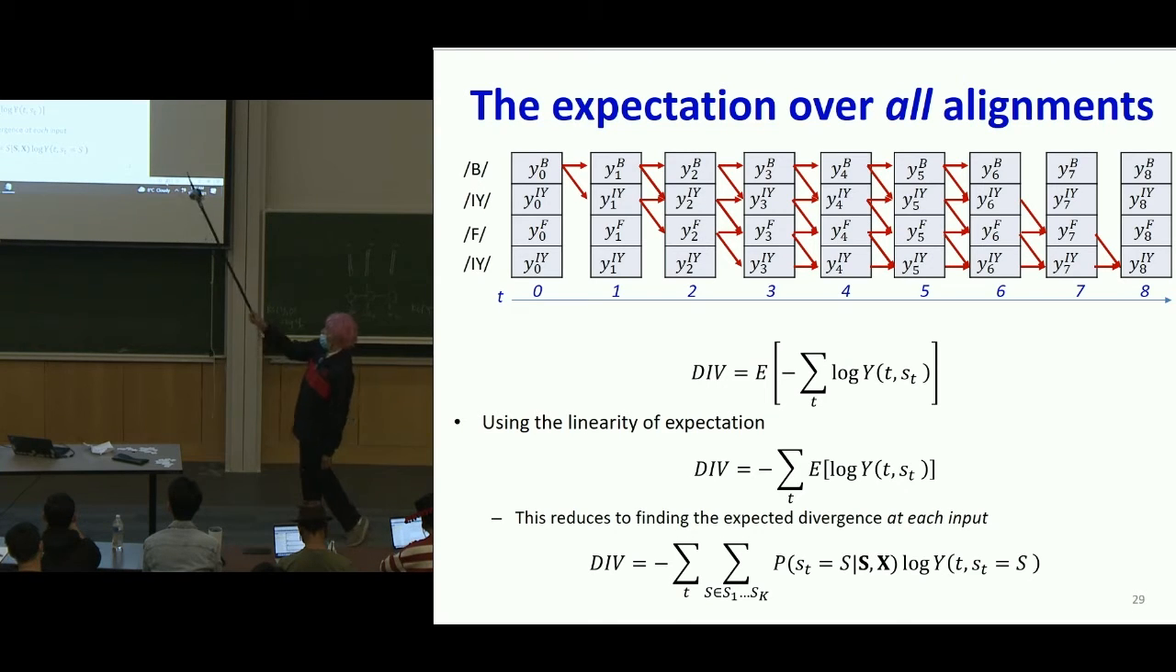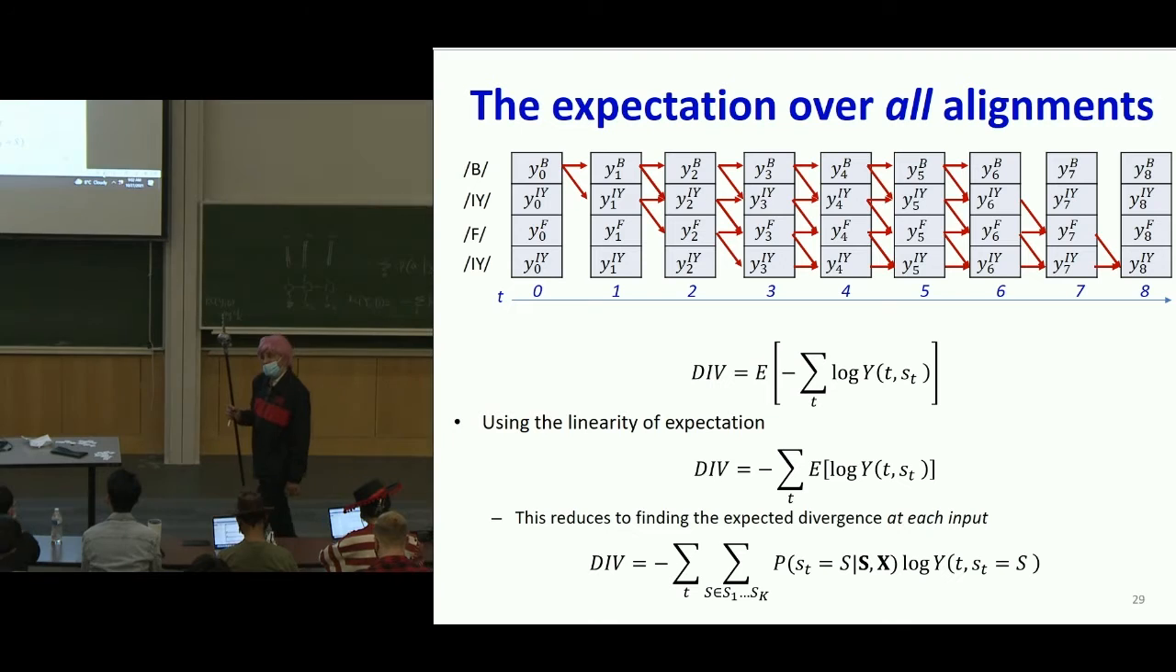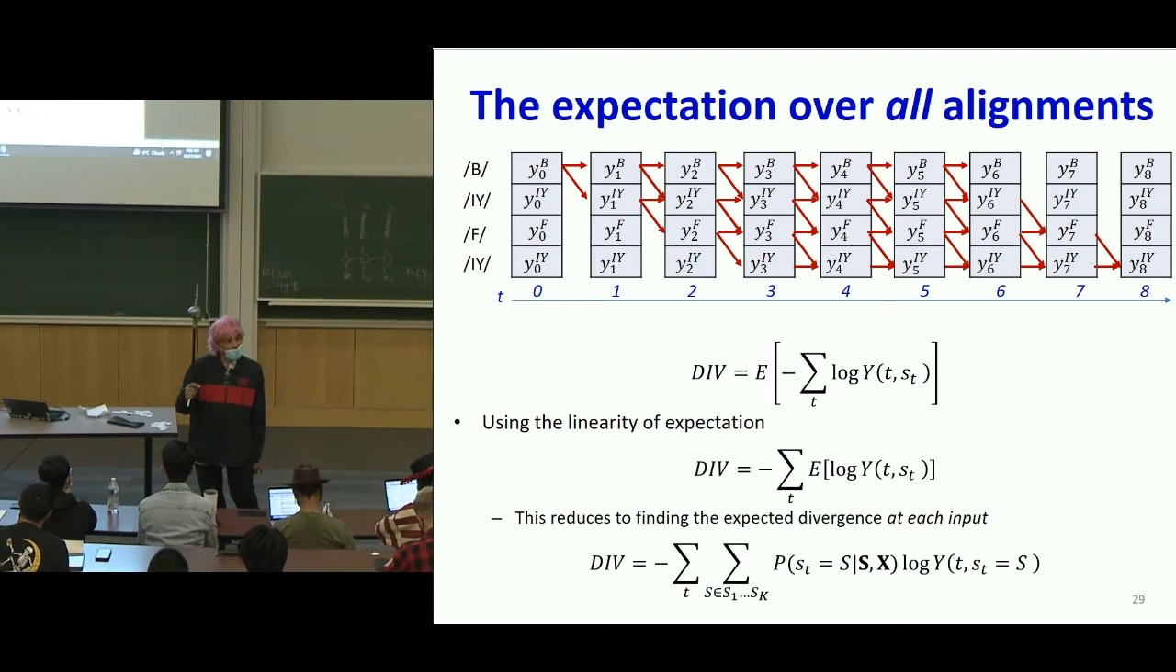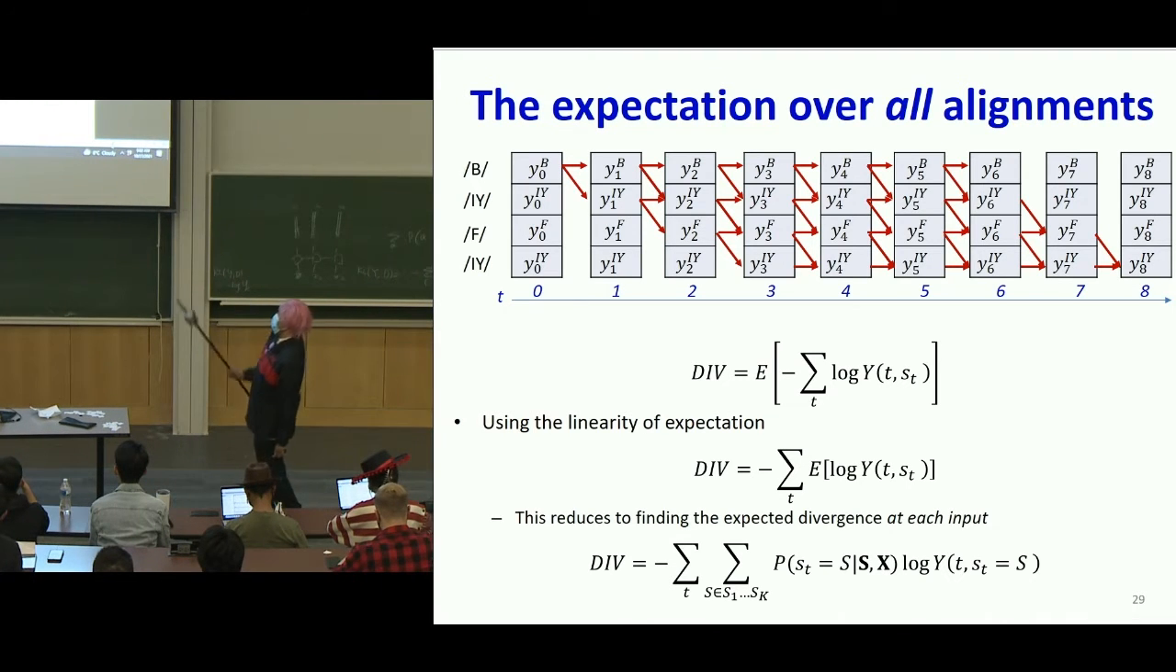But then, if you consider the input sequence, each of those 4 nodes in the graph has a different probability of appearing in the actual alignment, right? If I chose a random alignment from this graph, what is the probability that the random alignment would include y4b?